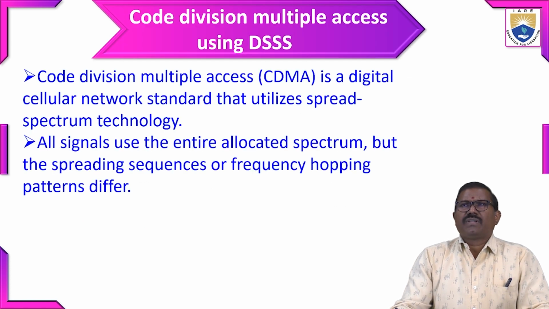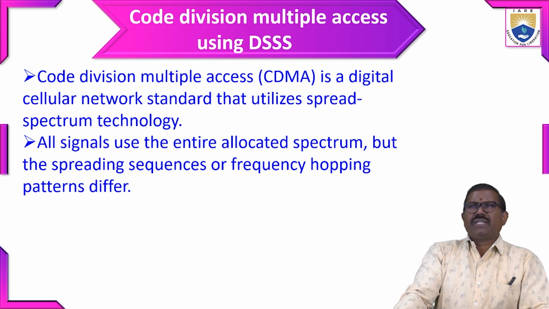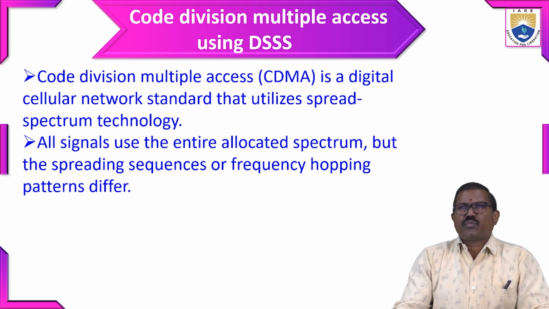Now, CDMA using DSSS. Code division multiple access is a digital cellular network standard that utilizes spread spectrum technology. CDMA uses direct sequence spread spectrum. All signals use the entire allocated spectrum, but the spreading sequences or frequency hopping patterns differ.